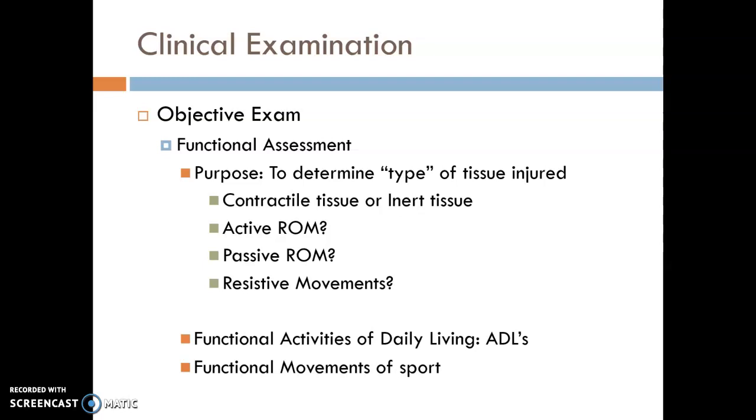So active range of motion, let's take that shoulder that was bothering the athlete. Can they raise it up fully in front of them or to the side? And then passive range of motion would be that athlete completely relaxing the shoulder and me being able to move it without their activity of their muscles. And then we'll also look at if they can resist any movement.